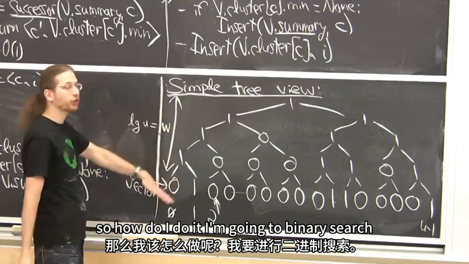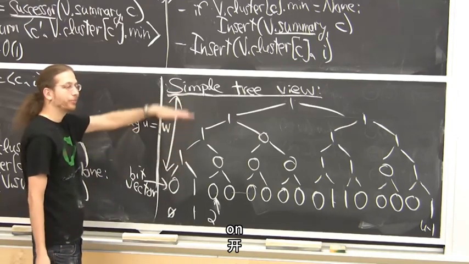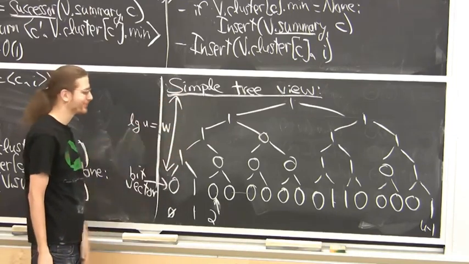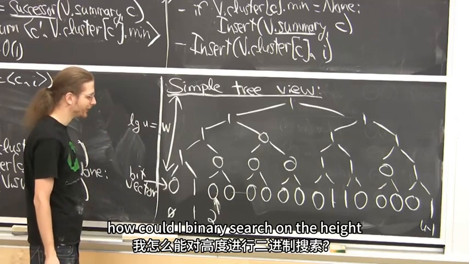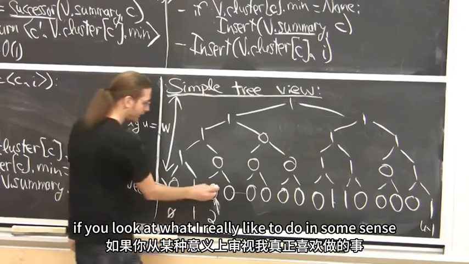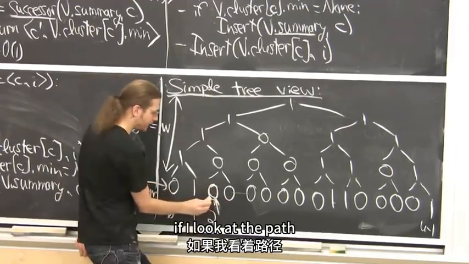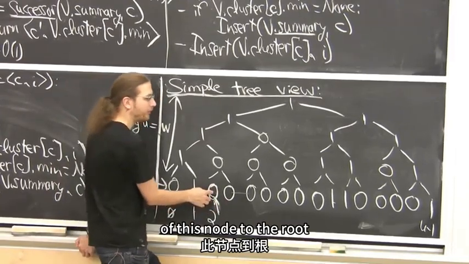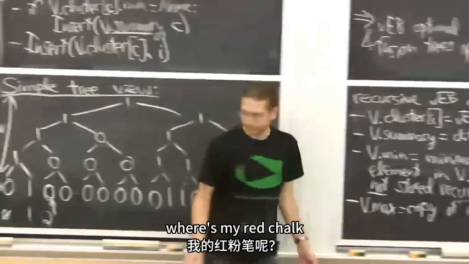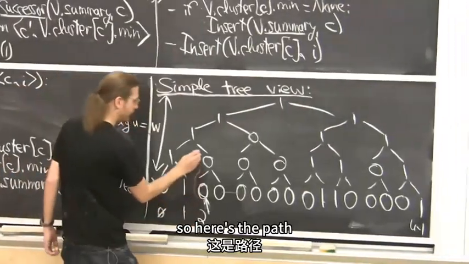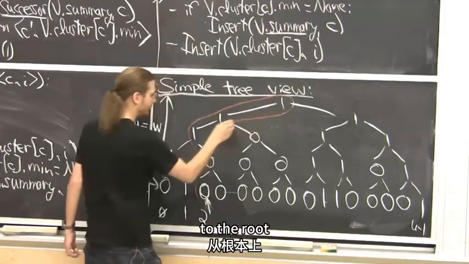I'm going to binary search on the height. How could I binary search on the height? Well, if you look at what I really like to do in some sense, if I look at the path of this node to the root. Where's my red chalk? So here's the path to the root.